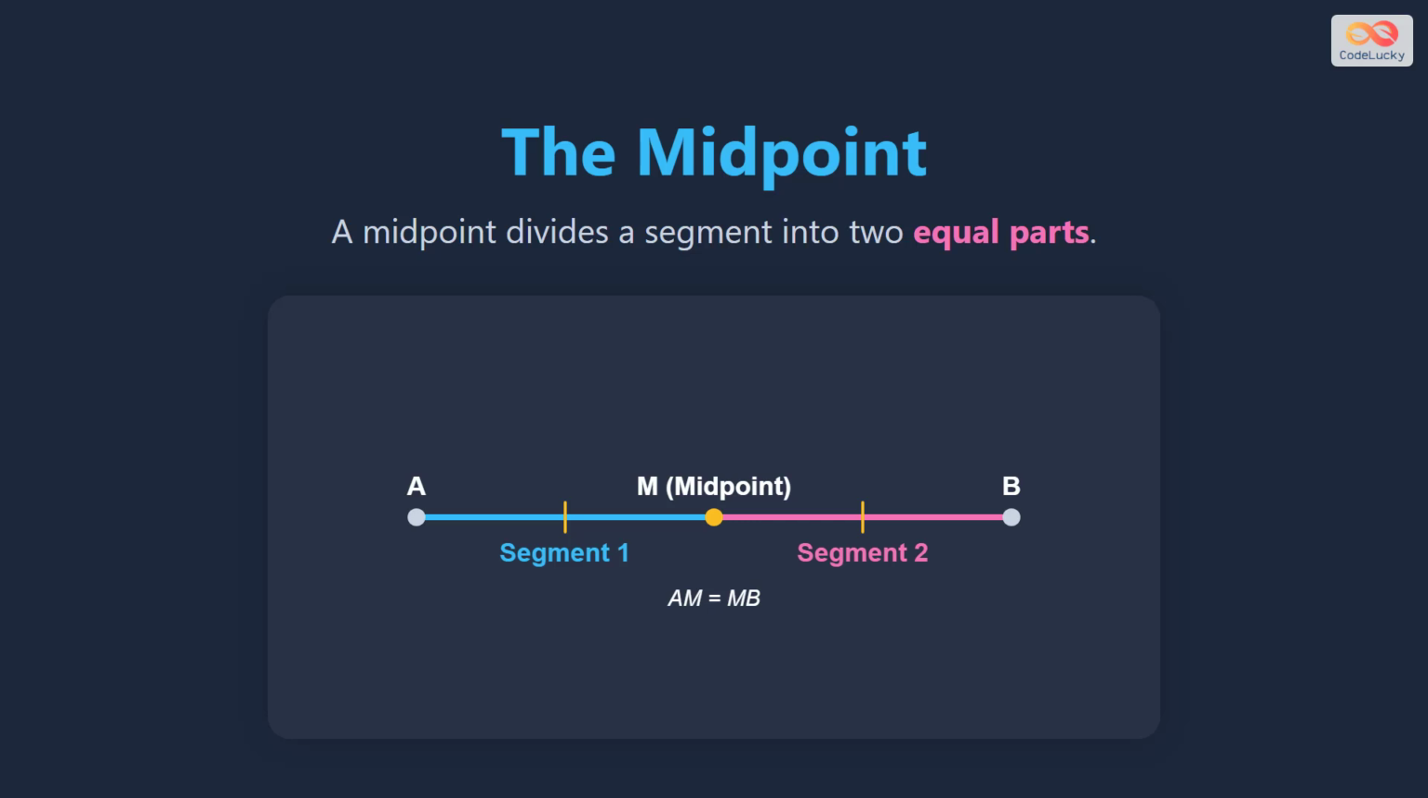Every line segment has exactly one midpoint. This is the point, labeled M here, that sits exactly in the center. It divides the segment into two equal parts. Notice how the distance from A to M is exactly the same as the distance from M to B.